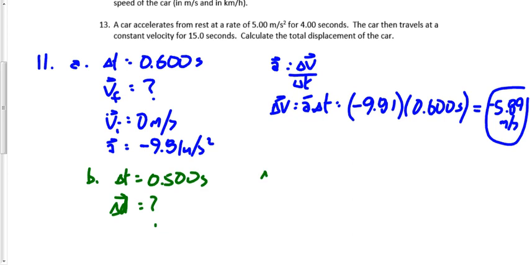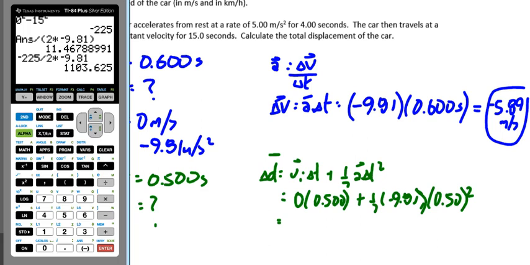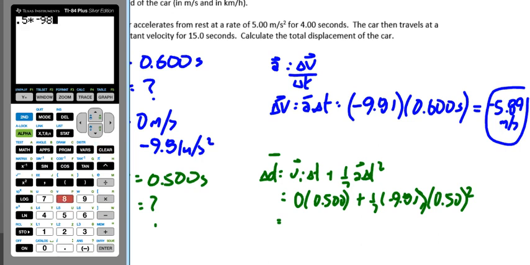Why don't we try this? Why don't we try VIT plus 1/2 AT squared? VI is 0. 0 times time plus 1/2 of neg 9.81 times time squared, whoops, times 0.5 squared. Let's say 0 times 0.5 is 0, right? Don't need to put that on our calculator. 0.5 times neg 9.81 times 0.5 squared.